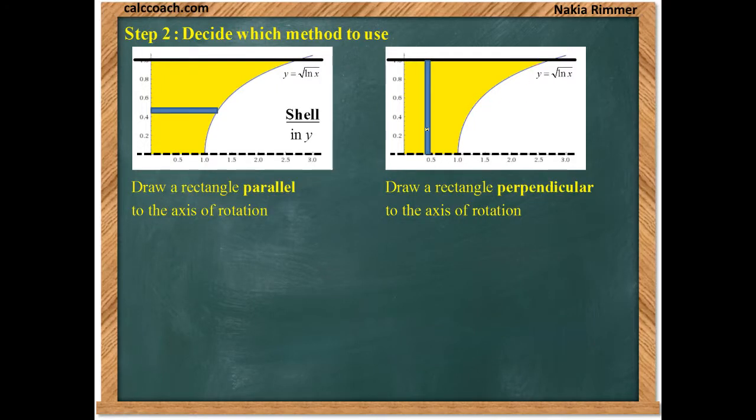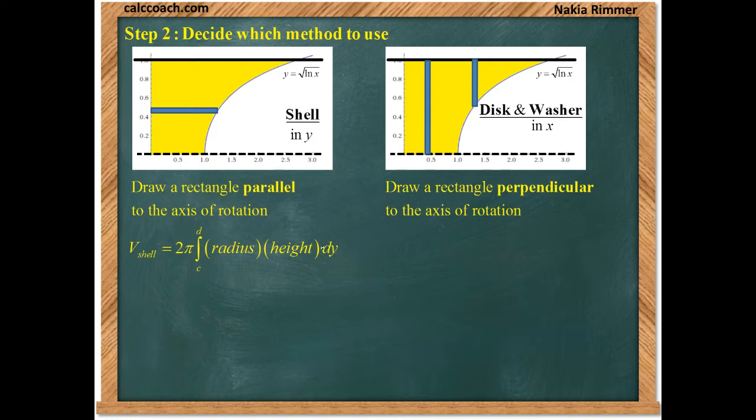So we have to decide whether it's disk or washer. Everything looks fine as far as being a disk at first, from 0 to 1. But when you get past 1, you're going to have a gap between the axis and the rectangle there. So it's part disk and part washer: disk between 0 and 1, washer from 1 to e. And this gets moved from left to right, so that's in x. Let's go ahead and set up the shell method.